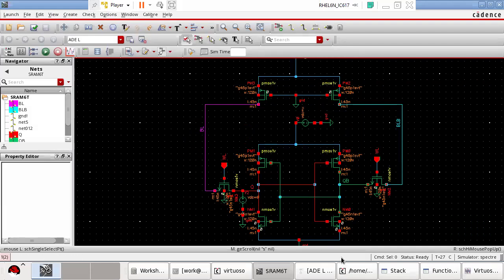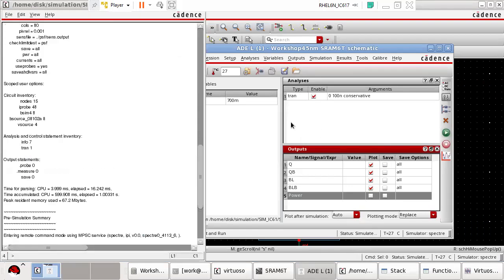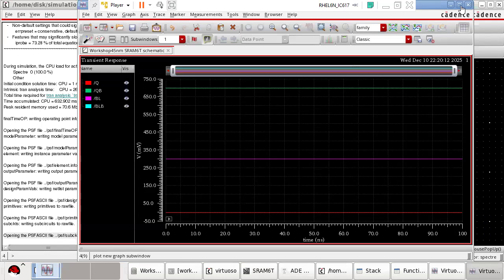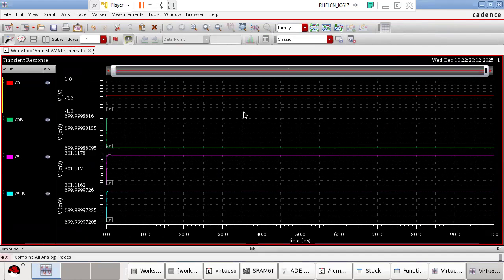Let us see this with the help of simulation. Now you please see these values. The Q is at 0. QB is at 700 millivolts, meaning it is 1. BLB is high, 700 millivolts. But BL is 300 millivolts.